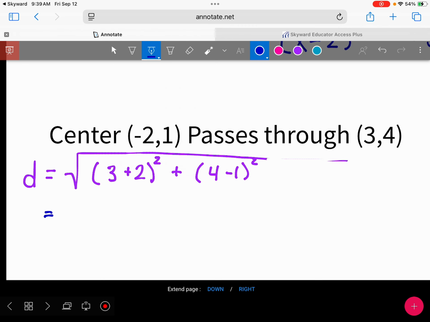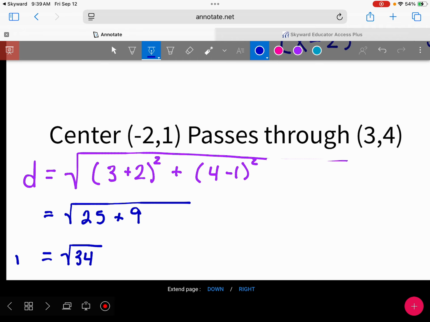So then we're going to have our square root of (3 plus 2) gives me 5. 5 squared is 25. 4 minus 1 is 3. 3 squared gives me a 9. And so my distance here is the square root of 25 plus 9, which is 34. So that tells me the distance between my 2 points.